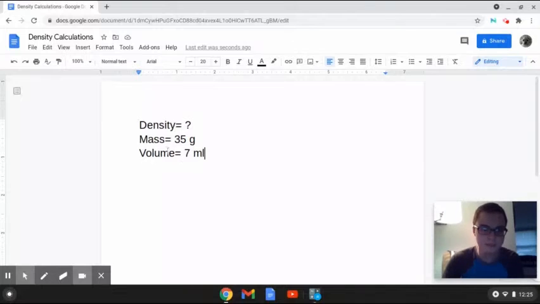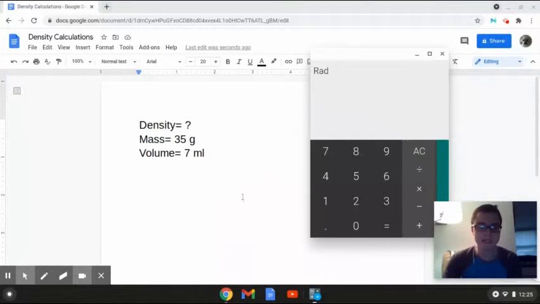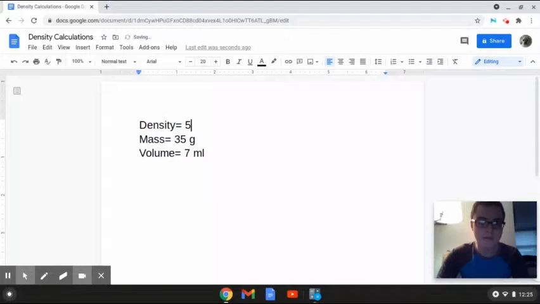Alright, so in this first problem, we are given 35 grams for mass and 7 milliliters for volume, and we need to figure out the density. And the way that we're going to be doing that is by taking the mass and dividing it by the volume. So we're going to be taking the mass, which is 35, and dividing it by the volume, which is 7. Okay, so that will give us 5. And remember, we need to include the units, so the units in this case are grams per milliliter.